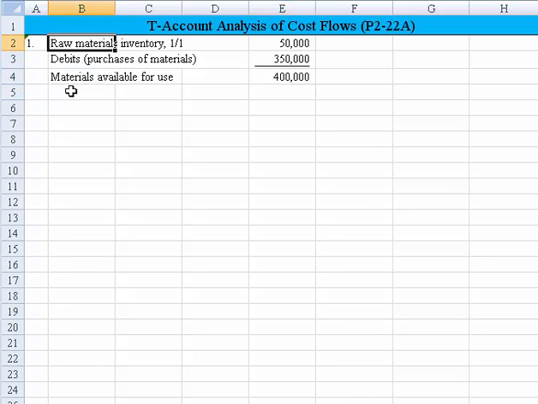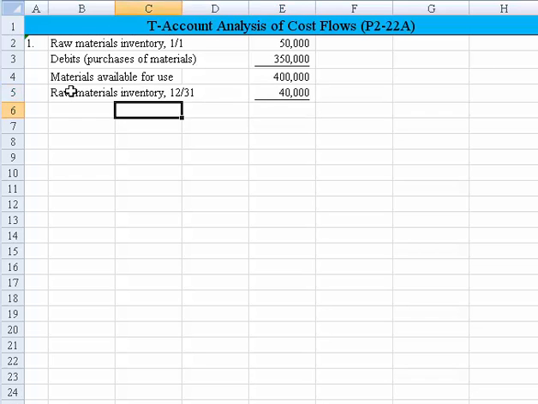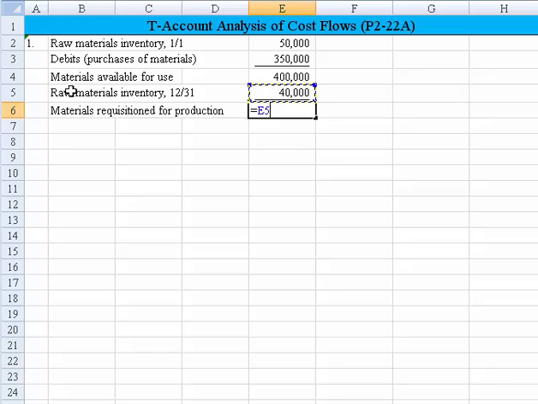Then we had raw material inventory at the end. I'm going to copy from here. And the end of the year was 12/31, was $40,000. And from that, we can then subtract out what was available at the end of the year from the material that was available for use during the year to derive the materials requisitioned for production. And that had to be the 400,000 less the 40,000, or 360,000. And I'll bold that because that's the answer to part 1.